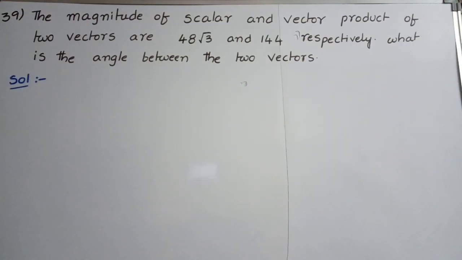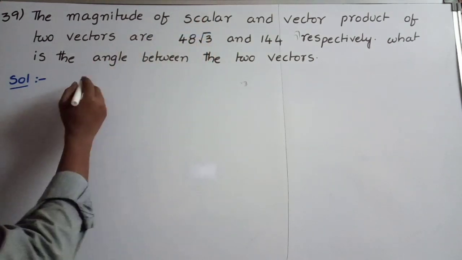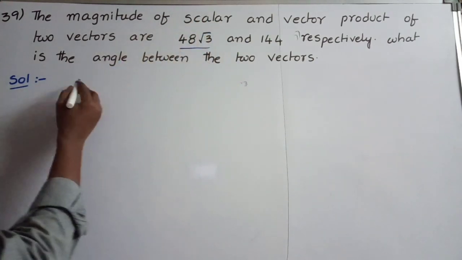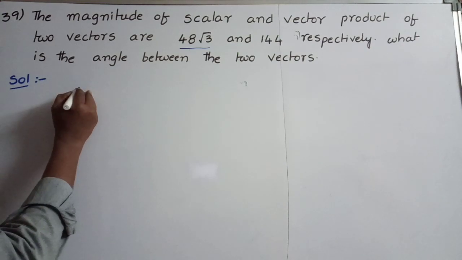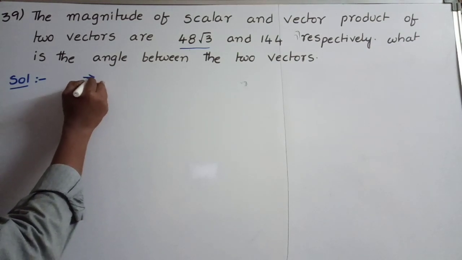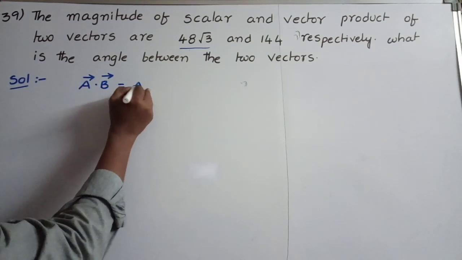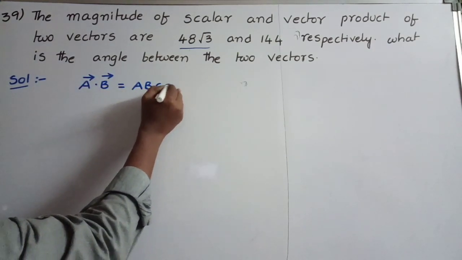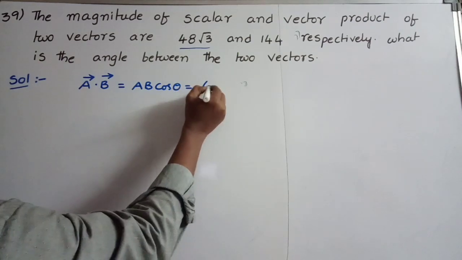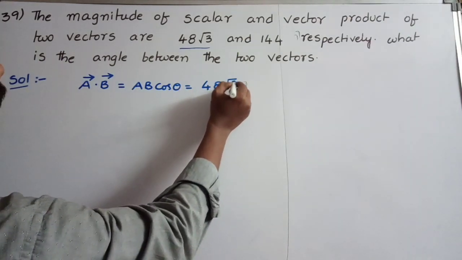Problem number 39. The magnitude of scalar and vector product of two vectors are 48 root 3 and 144 respectively. What is the angle between the two vectors? First they gave scalar product, that is 48 root 3. Scalar product A bar dot B bar is equal to AB cos theta. They gave that it is equal to 48 root 3.